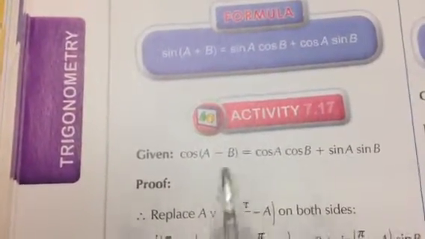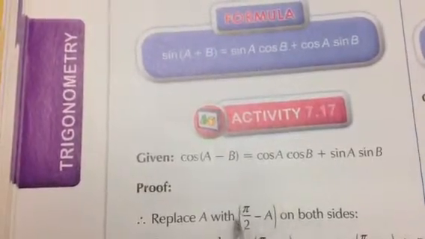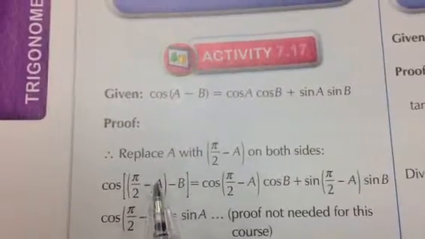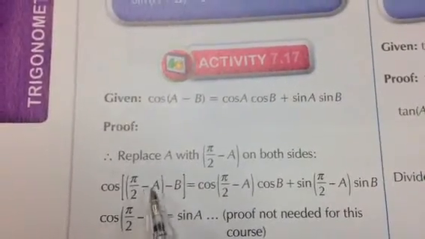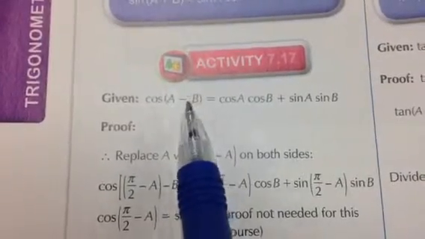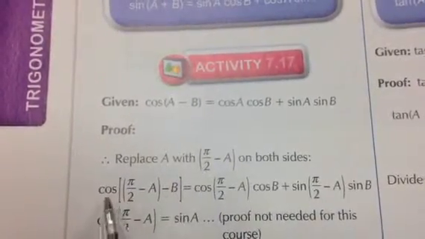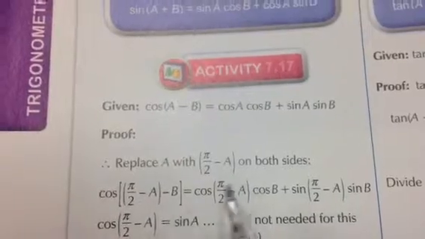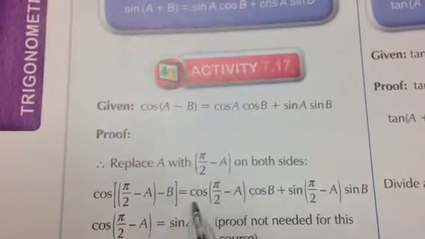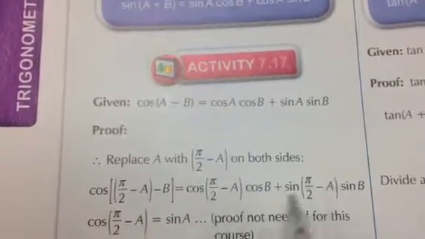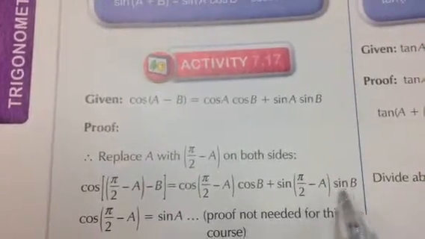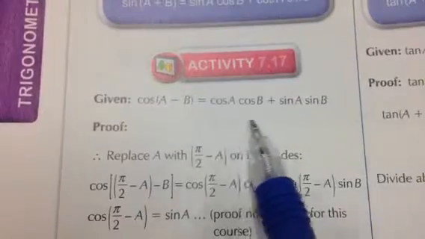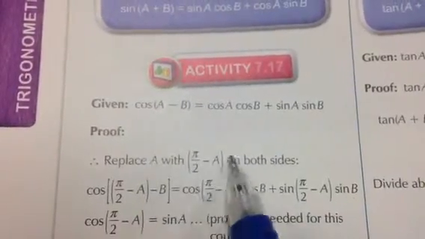But it's a key thing to remember in order to be able to start this question. So when we do that, we have the cos of pi over 2 minus a minus b on the left, and that is equal to the cos of pi over 2 minus a times the cos of b plus sine of pi over 2 minus a times the sine of b. That's just filling in this formula, replacing a with this.